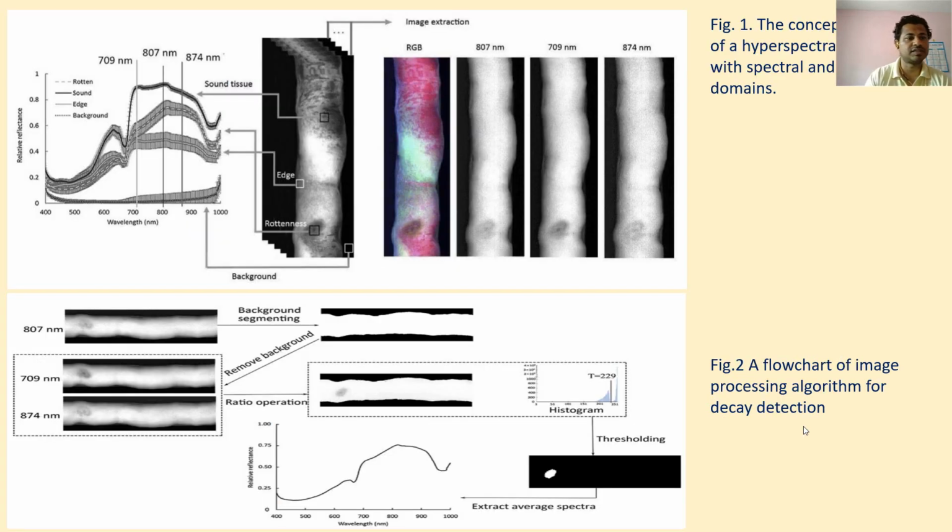Now these are various works done. This is the conceptual view of a hyperspectral image. What we see here is the relative reflectance and this is the wavelength. So the values are plotted for different wavelengths, and we can get various graphs. At different wavelengths we can tell if it is rotten, if it is sound, edge or background. So with these values, RGB image extraction, we can calculate the histogram and thresholding. This is a flow chart of the image processing algorithm of decay detection. So how is the decay being detected? This is the relative reflectance value and the wavelength value. It shows how much of the light is getting reflected, which we perceive with the hyperspectral camera.